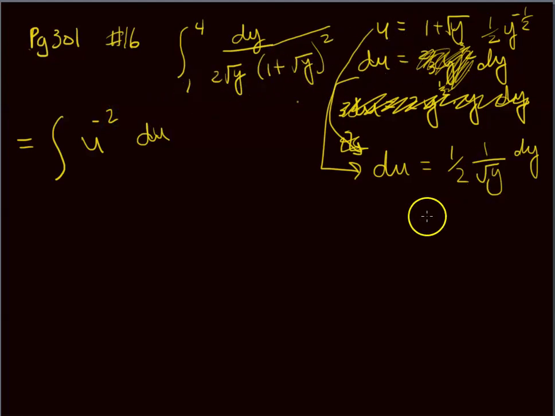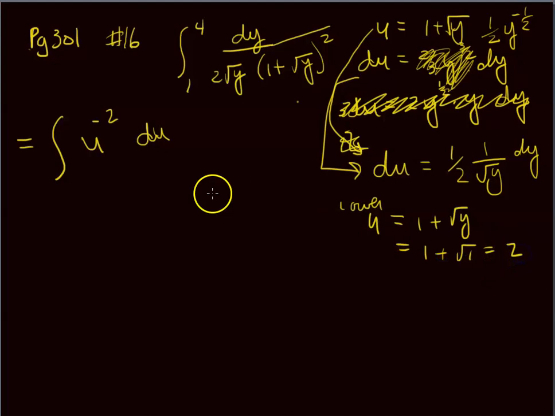We need our limits of integration. Since u is 1 plus the square root of y, when we put in that lower limit, we put in a 1, so we get 2. So the lower limit is 2. For the upper limit, you get 1 plus the square root of 4. They made it nice for us. So it's really 3. So we go from 2 to 3.